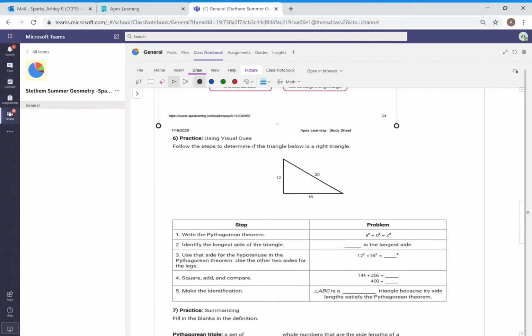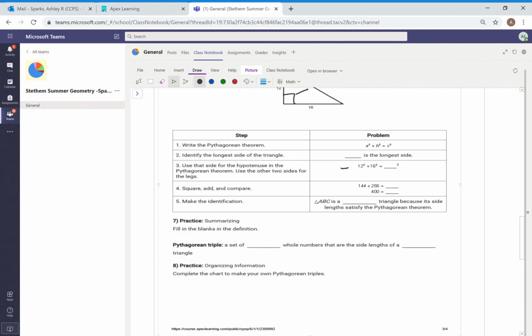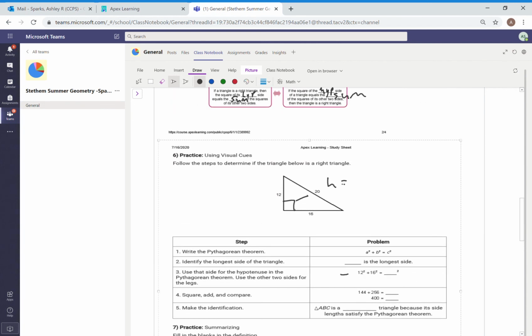We want to determine if this is right. So I look at my sides. This is my right angle. This is a side across, so this is my hypotenuse. This is C. And then I have A and B. And I just want to see, does this make a right triangle? So I plug it all in. 12 squared plus 16 squared. Does that equal 20 squared?